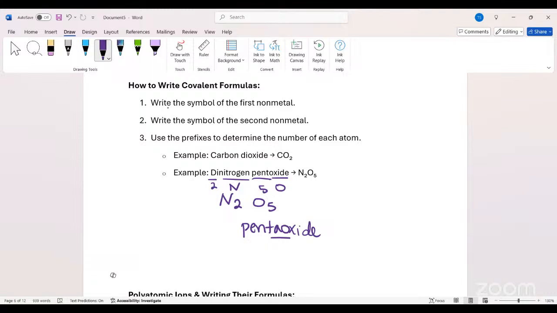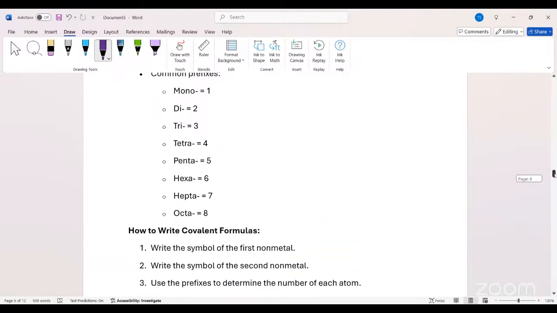Yes, it's better to memorize them, but it's not difficult to do because of the names. Like right here, put them on index cards. Mono, 1; di, 2; tri, 3; tetra, 4; penta, 5, five sides; hexa, 6; hepta, 7; octa, 8. Okay?